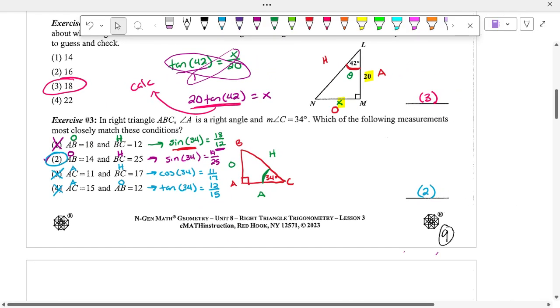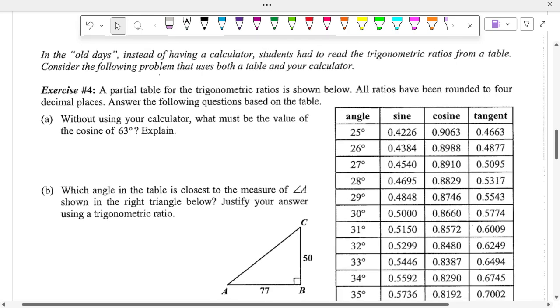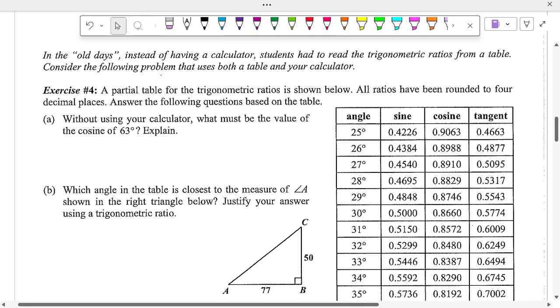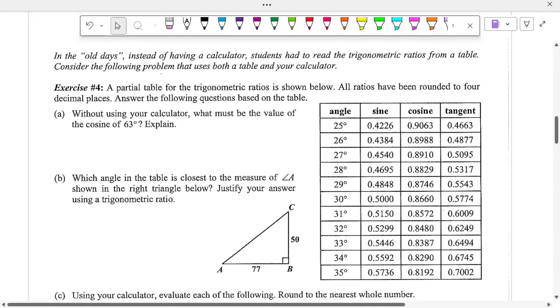Any questions so far? All right. Now, in the old days, instead of having a calculator, students had to read the trigonometric ratios from a table, which I already gave you. So without using a calculator, what's the cosine of 63? If we look at this table that they give us, or you can look at your table, what would be the cosine of 63? 0.4540.